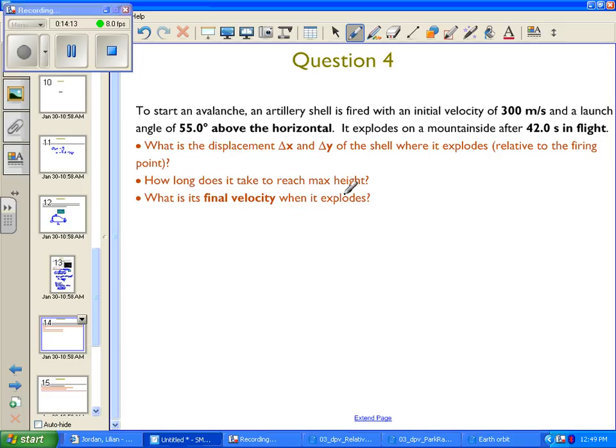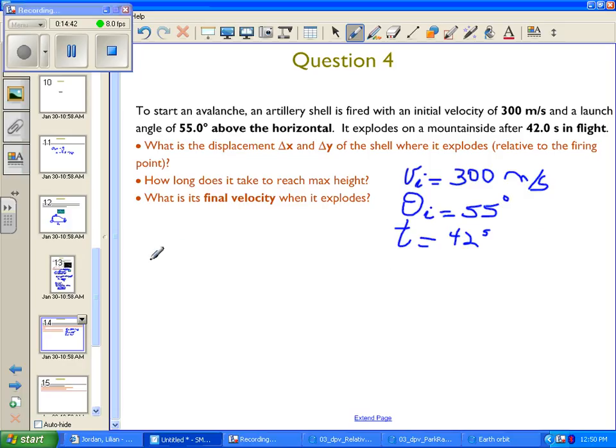All right, so let's write down some of the information that's given to us. The initial velocity, 300 meters per second. The angle of launch, 55 degrees. The time for the explosion to occur, 42 seconds. And the first thing we're asked is to determine the x and y displacements.